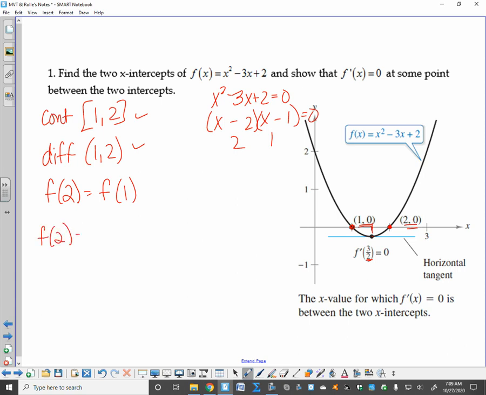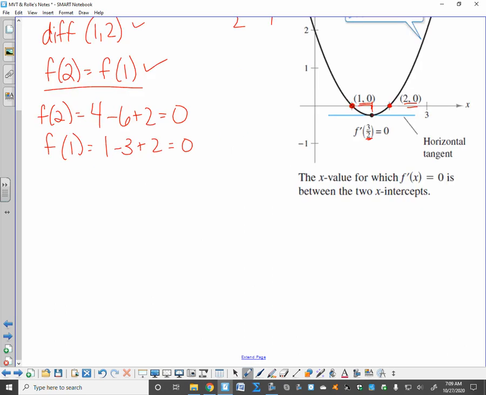So f of 2 is 4 minus 6 plus 2. That's a 0. And f of 1 is 1 minus 3 plus 2, and that's a 0. So I have just proven those are the 3 conditions for Rolle's, just like the MVT, just adds that extra one.